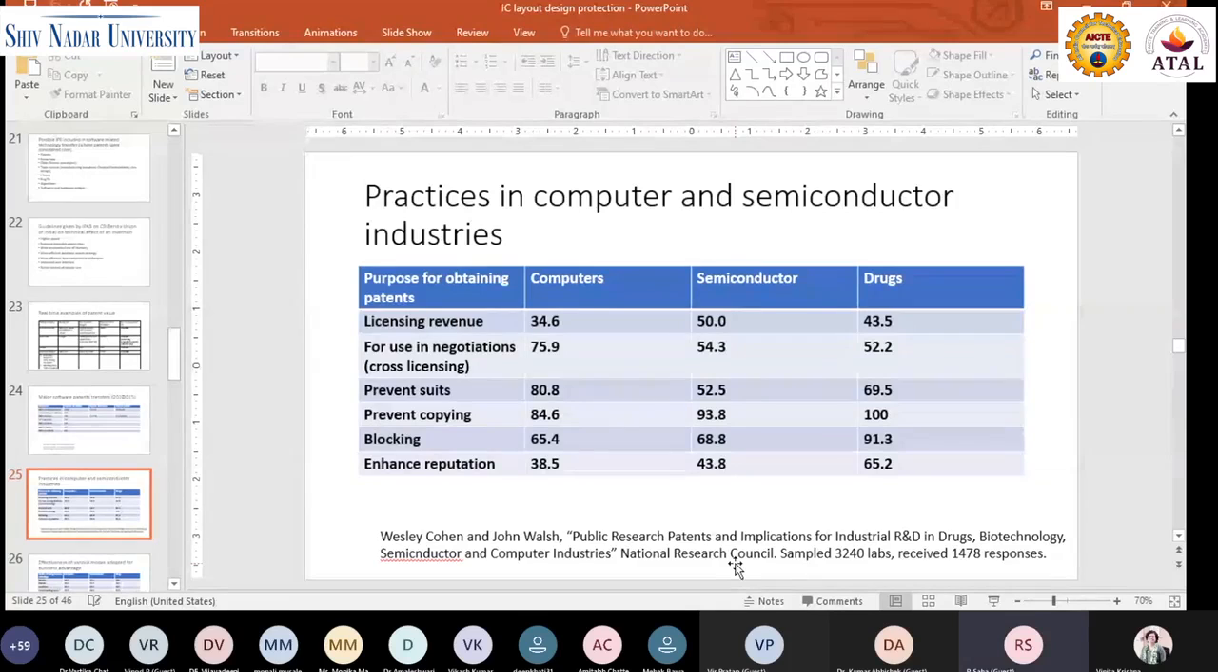So when you look at the earlier data, when IBM transfers some patents to Facebook, there will still be some element of cross-linking. So these industries depend a huge lot on negotiation and cross-licensing. That is one thing. The second thing is they want to prevent legal suits, so that they don't have to go to court. And the other thing is they want to maintain secrecy. These are certain things which are very unique to the computer and semiconductor industry. Everybody wants secrecy, there is no doubt about it.